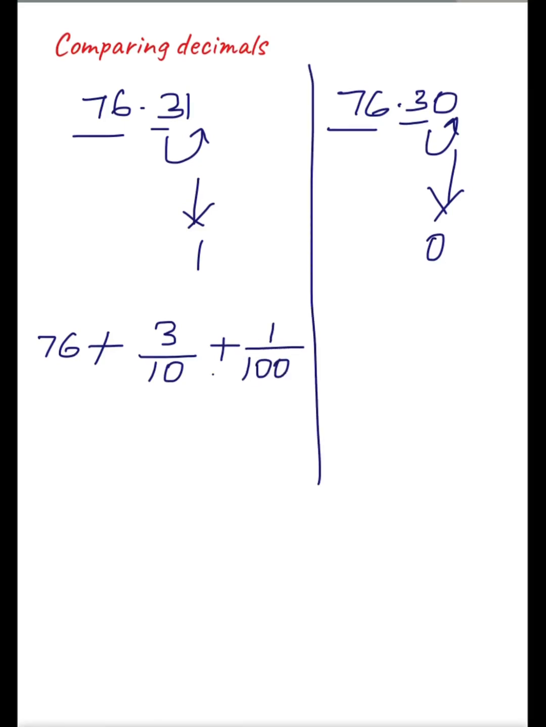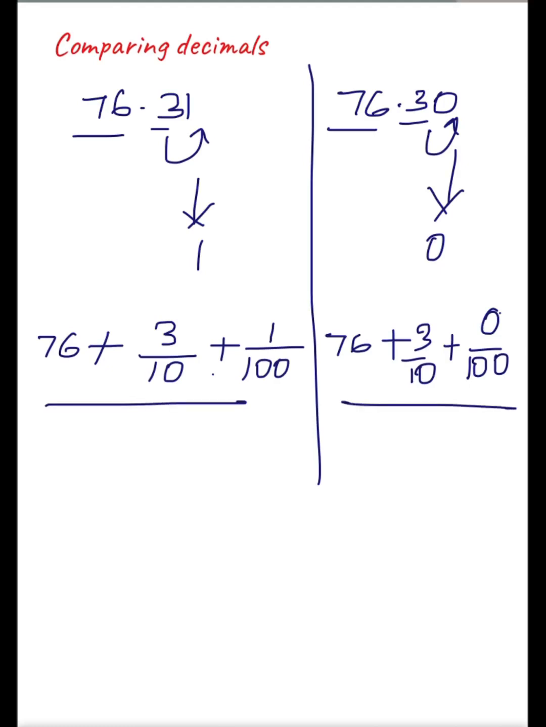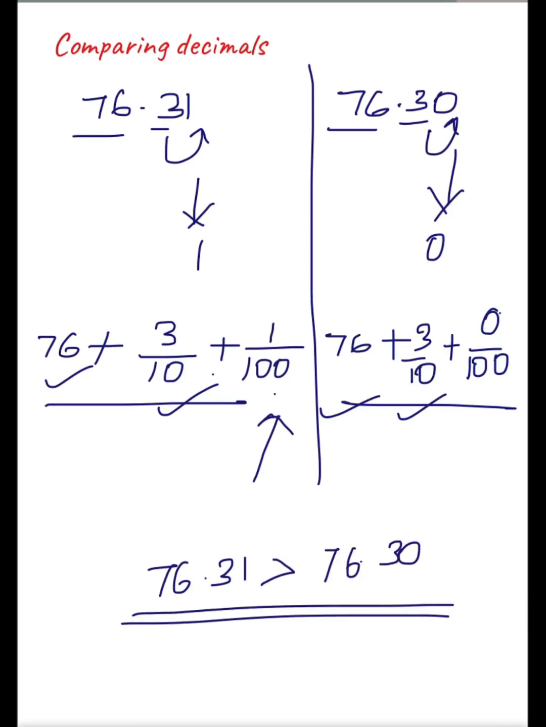Now what about this 76.30? Here also the whole number part is 76 plus, what is in the 10th place? It is 3. So 3 by 10. Now in the 100th place what is there? It is 0. So you can write 0 by 100. Okay, now by comparing these two you can see the first part is the same, the second part is also the same. Now the third, 1 by 100 and 0 by 100, which is greater? 1 by 100 is greater. So you can say that 76.31 will be greater than 76.30. Okay, or 76.31 is the greatest number.